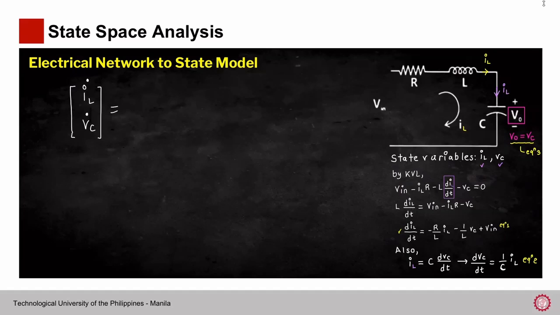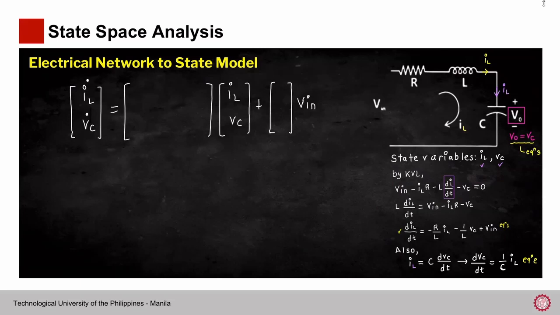And then equal. This is the state matrix. And for the state matrix, it is multiplied by our state variables, which are I_L and V_C. Plus we have the input matrix and the input itself. The input itself is nothing but V_in. Okay guys, so now let us write first. We can put some markers here so that we will not be confused.